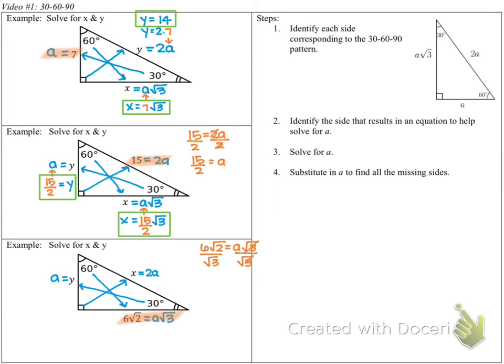So root 3 divided by root 3 simplifies. So it looks like we end up with 6 root 2 over root 3 is equal to a. However, we're not allowed to have that square root of 3 on the bottom. So we're going to go ahead and rationalize this. So I'm going to multiply the top and bottom by the square root of 3, which is fine because it's technically just 1.